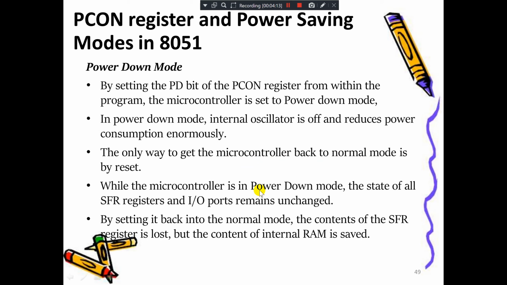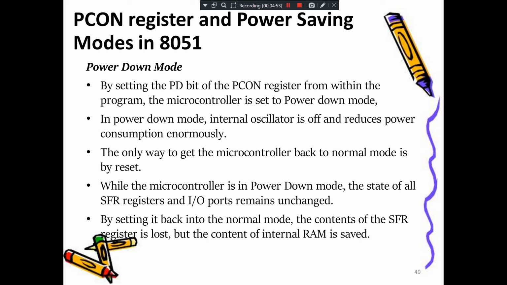While the microcontroller is in power down mode, the states of all special function registers and input-output ports remain unchanged. When it is brought back to normal mode, the contents of the special function registers are lost, but the contents of the internal RAM are saved. So this is about the PCON register.